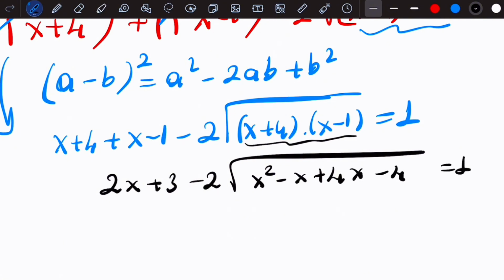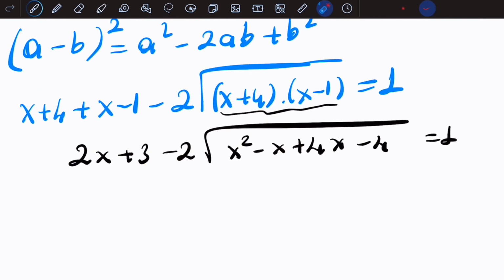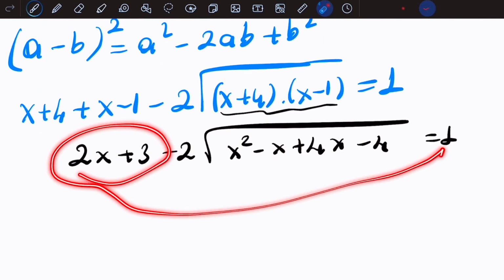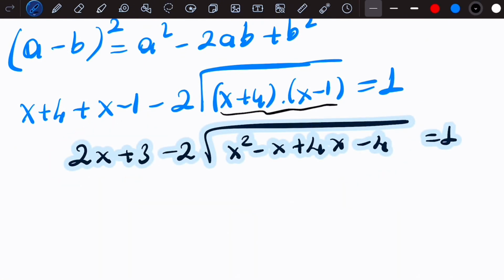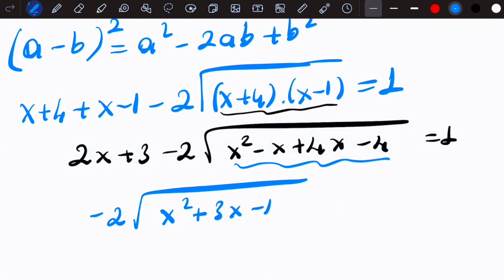Yes, let's continue this process a little more. What can we do here? This expression we see here, we can throw directly to the opposite side. What will happen if we throw it to the other side? Minus 2 times the square root of, and let's edit the expression here, x squared plus 3 times x minus 4, is equal to, what comes? Minus 2 times x minus 3 plus 1.